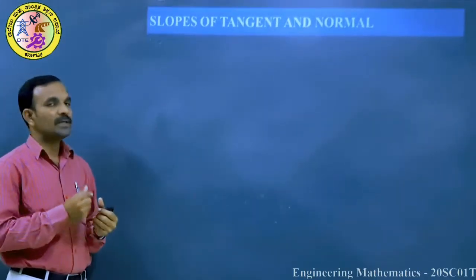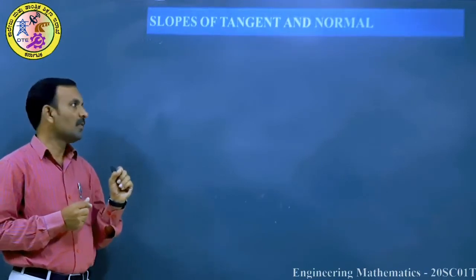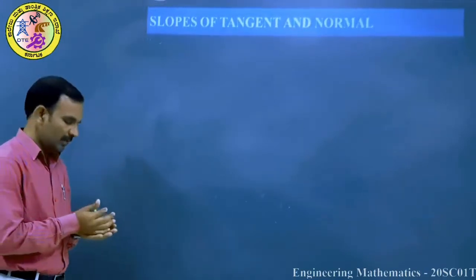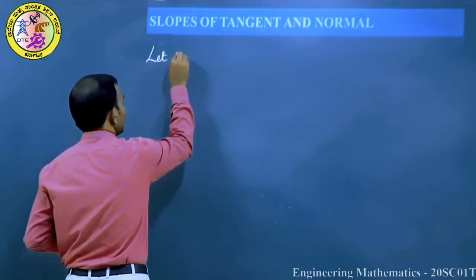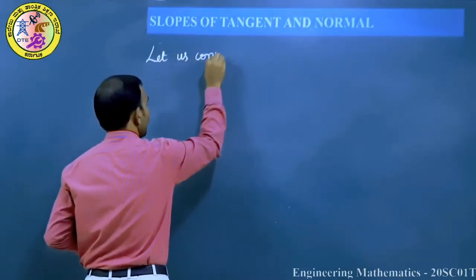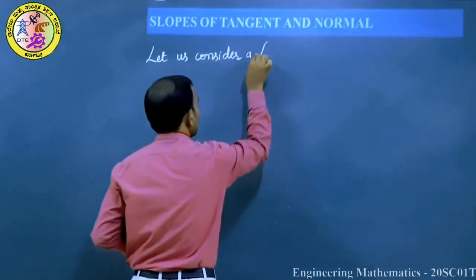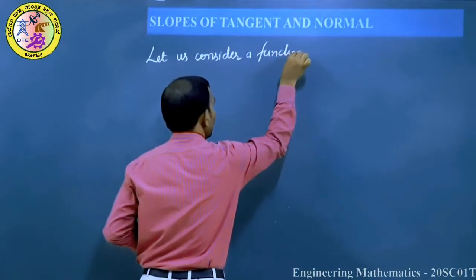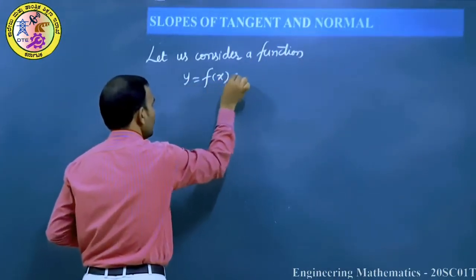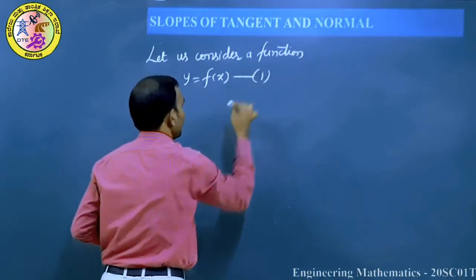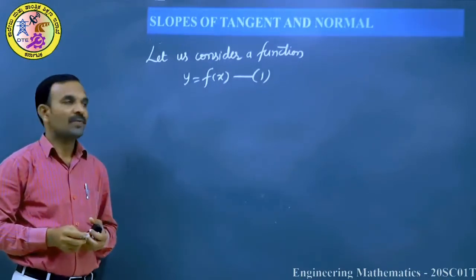Now to understand the tangent, this tangent and normal both are related to a curve. First you have to consider a curve. Let us consider a function y equal to f of x. Give it as equation number 1.